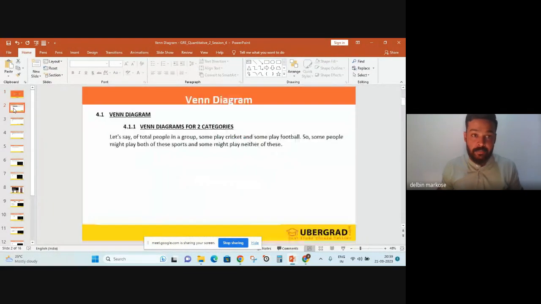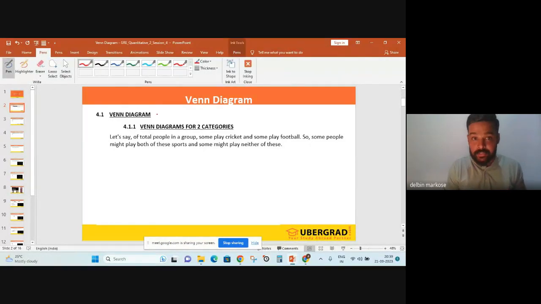What is Venn diagram? Remember, for our GRE exam, we got only 2 cases. For GMAT, there are 2 cases also, 3 cases also. Please do not confuse it. Always remember that for GRE exam, we got only 2 cases. There are 2 different ways you can solve this question. Let's try to discuss in the standard way.